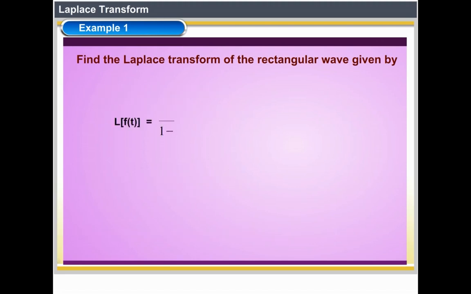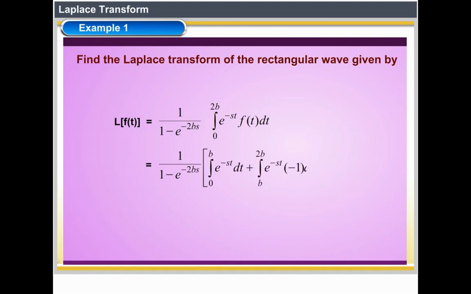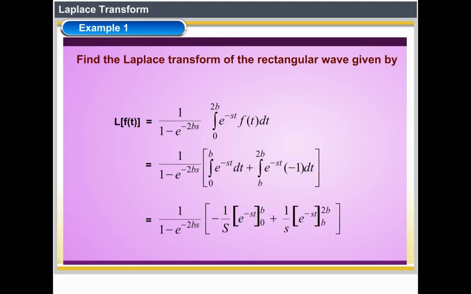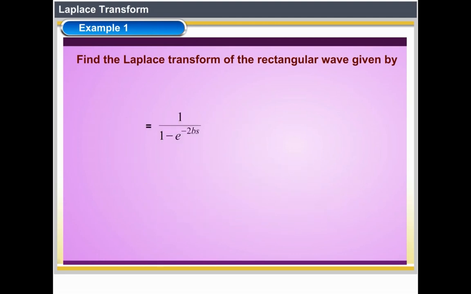L of f of t equal to 1 divided by 1 minus e power minus 2bs, integral 0 to 2b e power minus st into f of t into dt, equal to 1 divided by 1 minus e power minus 2bs, integral 0 to b e power minus st dt plus integral b to 2b e power minus st into minus 1 into dt, equal to 1 divided by 1 minus e power minus 2bs into e power minus st divided by minus s with limit 0 to b, minus e power minus st divided by minus s with limit b to 2b, equal to 1 divided by 1 minus e power minus 2bs into minus 1 by s into e power minus st with the limit 0 to b plus 1 by s into e power minus st with limit b to 2b.